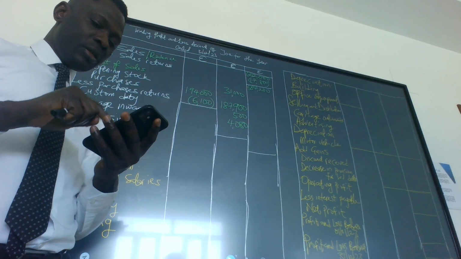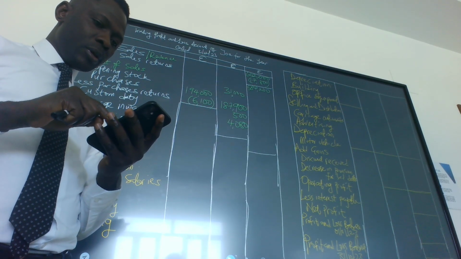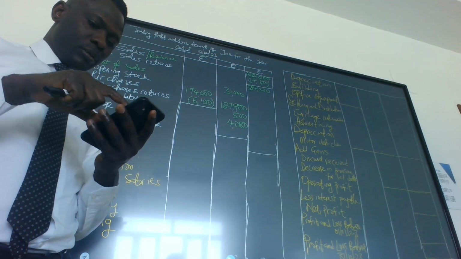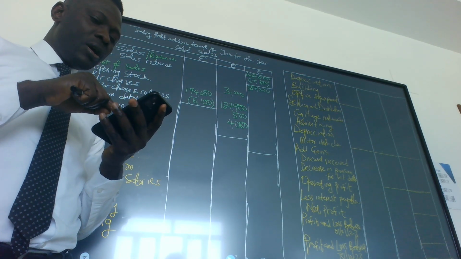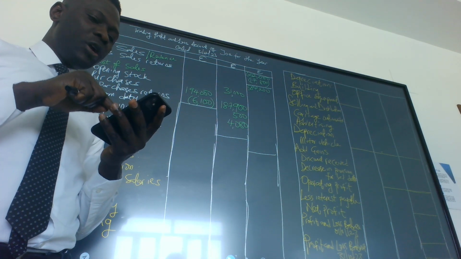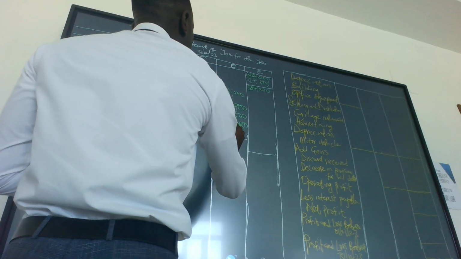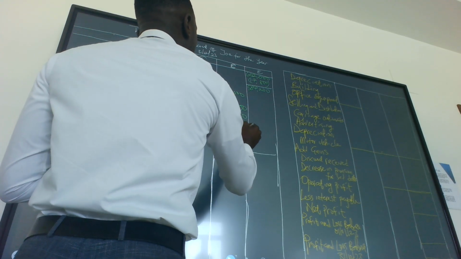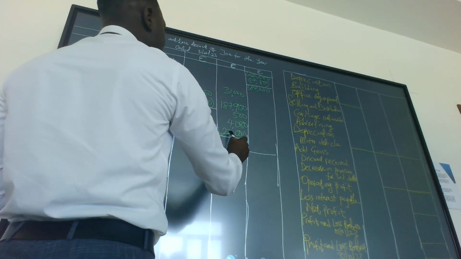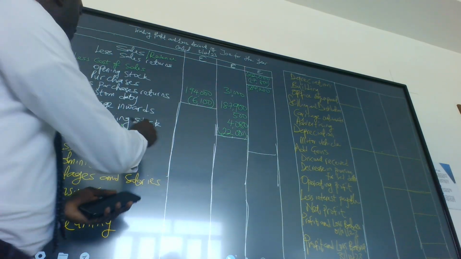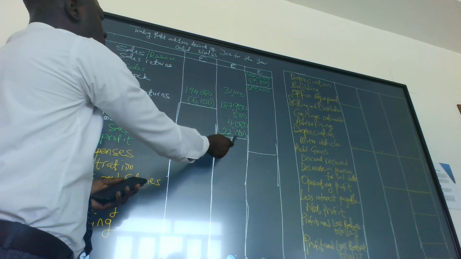Additional information. Our closing stock is stock for resale at 31/12/2022: 22,000. Closing stock is 22,000. Now, add this minus this. What does that give you, please? So this plus this plus this plus this minus this. What does that give you, please?